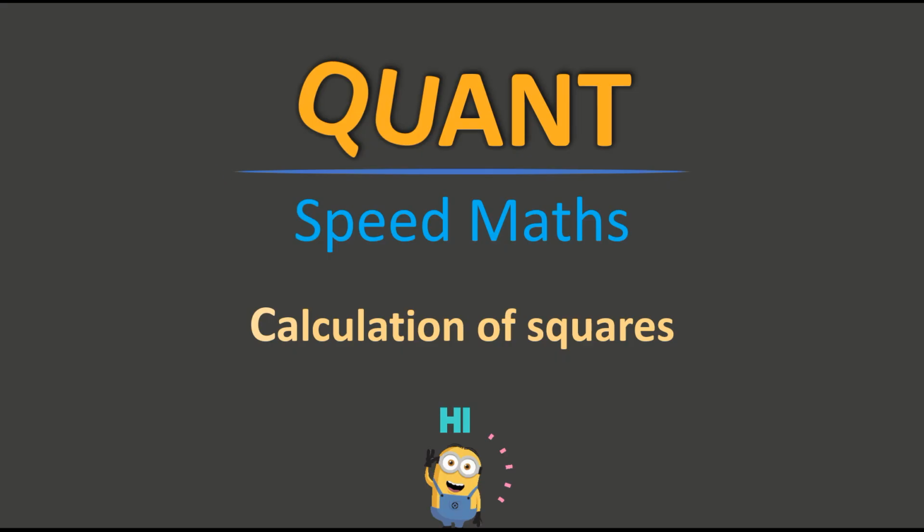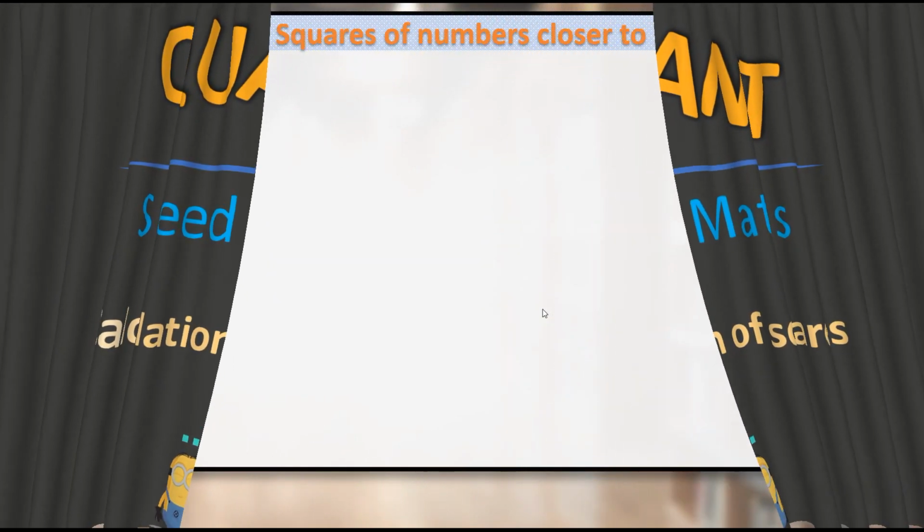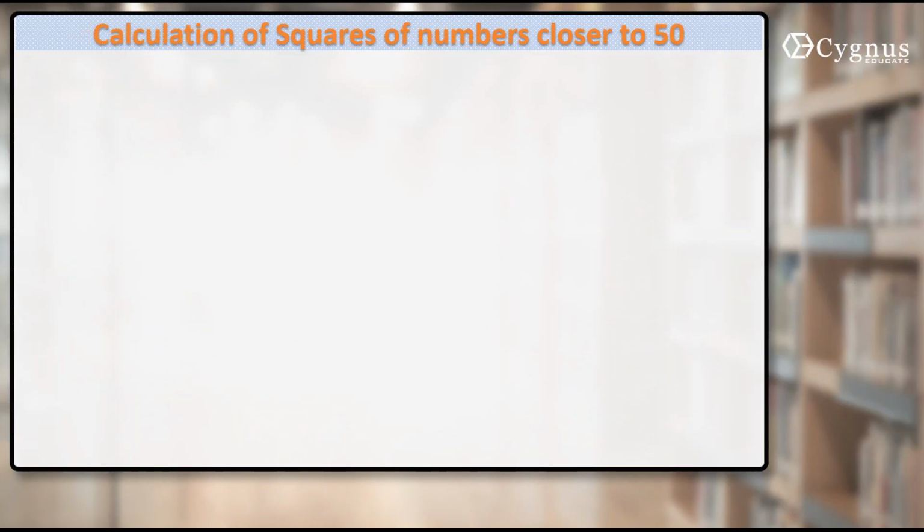In the first part, we'll be discussing the method to calculate the squares of the numbers closer to 100. Let's look at the method. So we'll be dealing with the numbers closer to what? 50, not 100. Calculation of the squares of the numbers closer to 50.